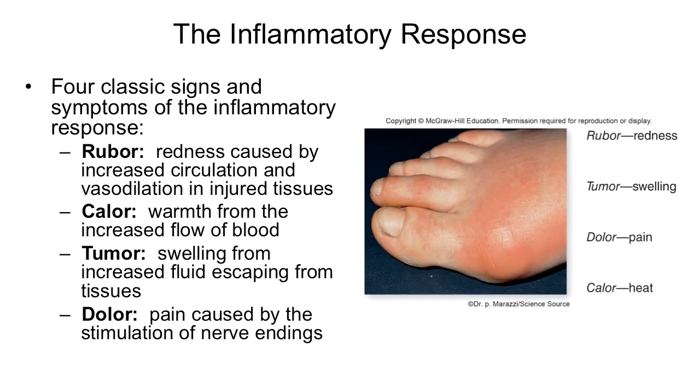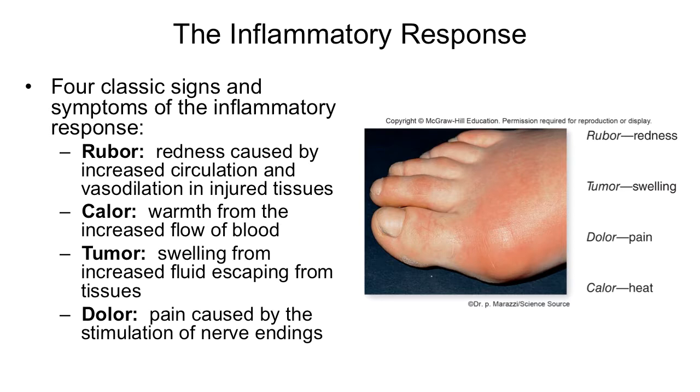The inflammatory response is one of the main responses following the recognition of a microbial agent by the immune system. And there are four different signs that are classical to recognize an inflammatory response. The first one is rubor, which is the redness caused by the increased circulation and vasodilation that is happening in the tissue. That is the redness that happens in the area.